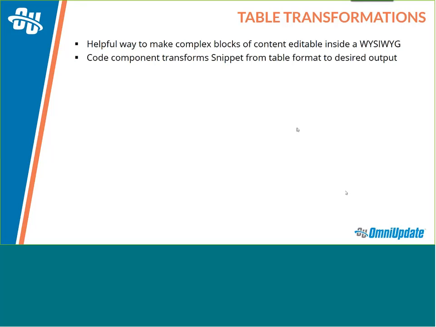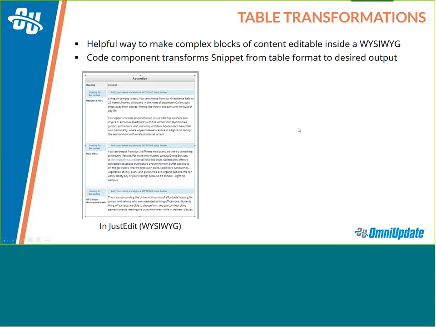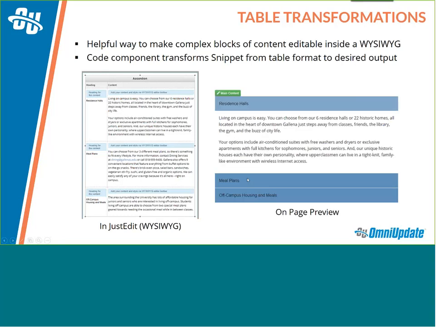In this example, when you're inside of the WYSIWYG editor, you could have a very simplified table layout, where you're just providing that specific content that you, the editor, need to provide. It could look something like this. But then when you go to your published page, or the page preview, it's going to look like the actual output you want at the end of the day. So this is what a table transformation lets us do.